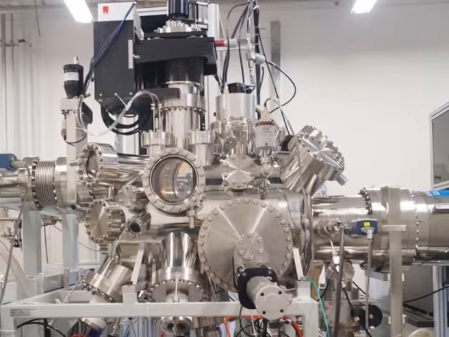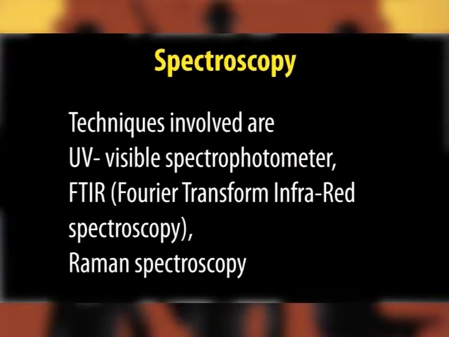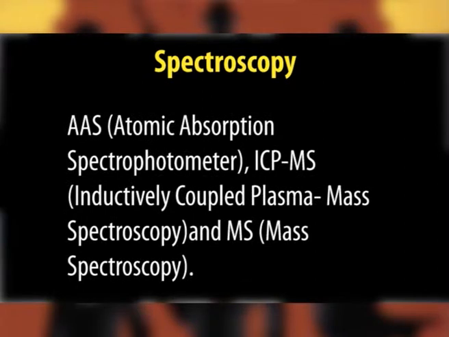Spectroscopy. It is basically a study of interaction of electromagnetic radiation with matter. It is used to determine the functional group and structure of organic matter. Techniques involved are UV visible spectrophotometer, FTIR Fourier transform infrared spectroscopy, Raman spectroscopy, atomic absorption spectrophotometer AAS, ICP-MS inductively coupled plasma mass spectroscopy and MS mass spectroscopy.